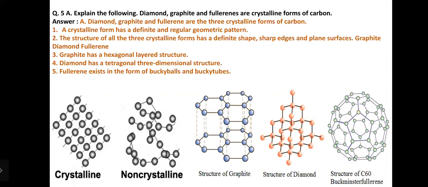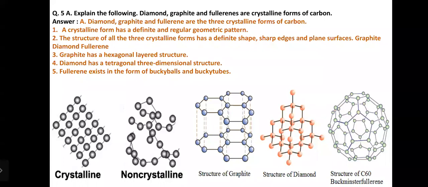Second reason, the structure of all three crystalline forms has a definite shape, sharp edges, and plane surfaces. In graphite, diamond, and fullerenes we can exhibit the properties of crystalline form, that is sharp edge, definite shape, plane surface, etc. Third, graphite has a hexagonal layered structure. See the structure of graphite. The atoms are arranged in a hexagonal way, six carbon atoms attached to each other. It's arranged layer on layer.